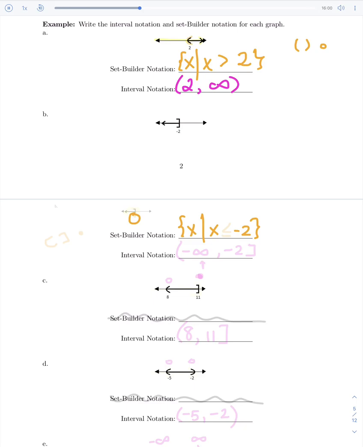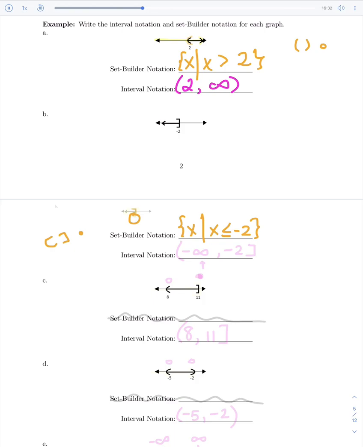Now, because our graph is pointing to the left, it means we should have a less than symbol. The question is less than or equal to? Well, let's take a look. We had a bracket at the -2. Remember, brackets are the same thing as closed circles. So that means we should be including the -2. So it should be an equal to. So it should be x is less than or equal to -2.